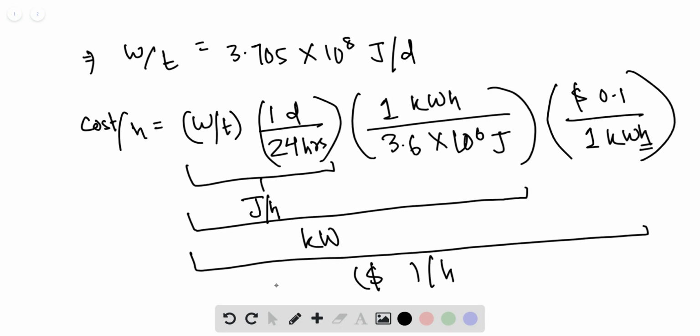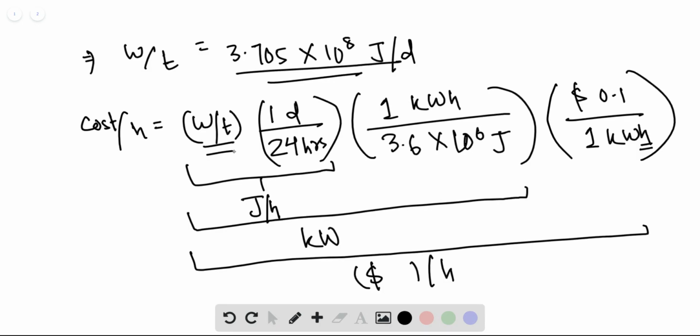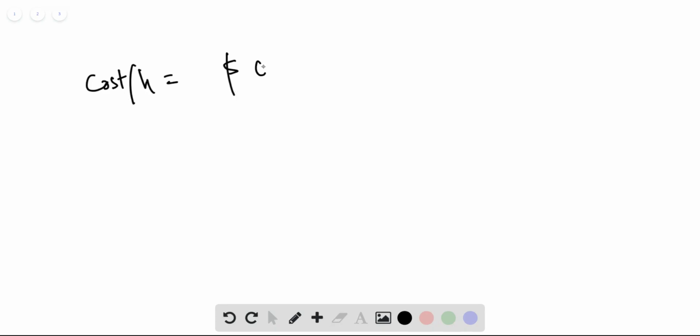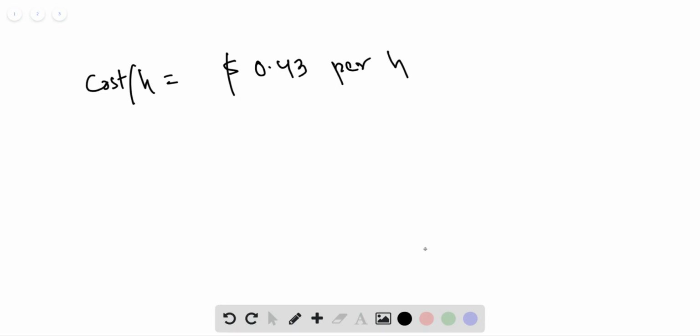So that's how we find the cost, and calculating this after substituting the W over T, this factor over here, we find the cost per hour to be $0.43 per hour. Thank you.